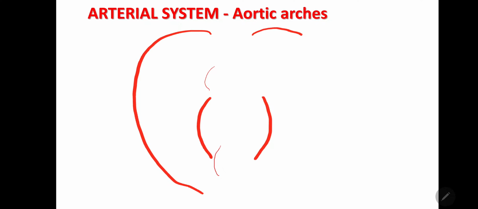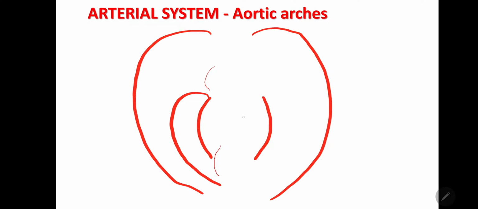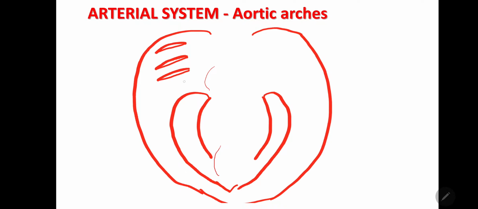So when you see here, from this aortic sac, there will be development of these aortic arch arteries. So here you see the aorta is fusing to form a single channel here, but here there is development of these aortic arch arteries like this.